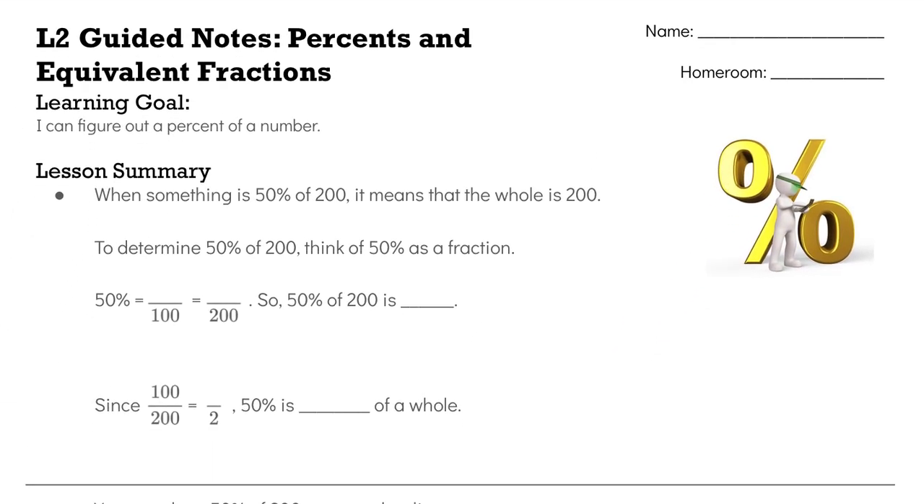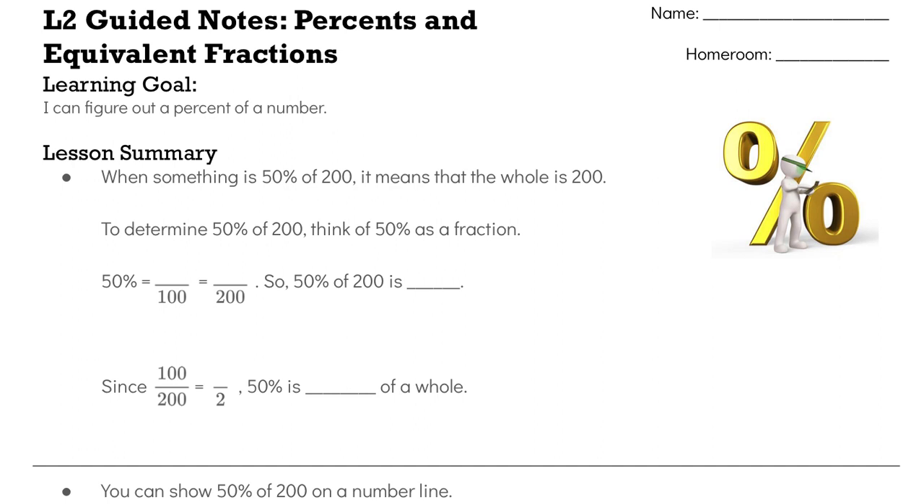Okay, first, when something is 50% of 200, it means that the whole is 200. To determine 50% of 200, think of 50% as a fraction, and I think most of you do. 50% we know is half, right? 50% as a fraction is 50 out of 100. And that is the same if we know how to make equivalent fractions. We can multiply this by 2, multiply this by 2, and so we find that that is 100 over 200. So 50% of 200 is 100.